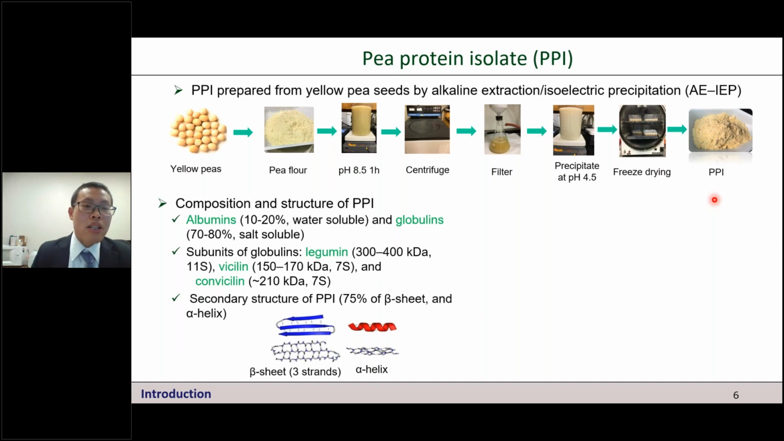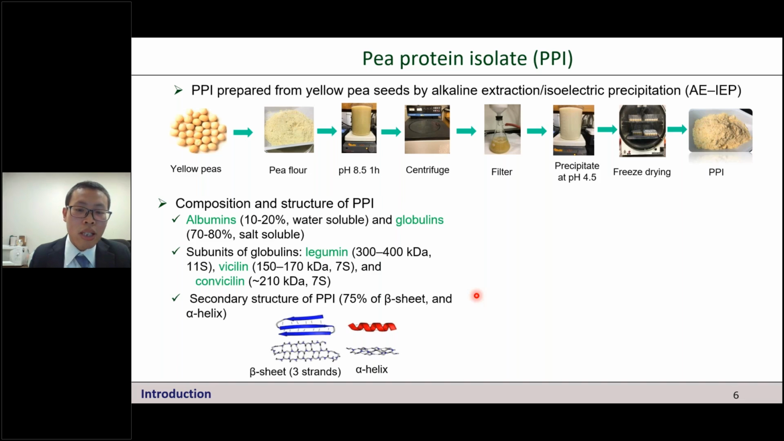In general, pea protein isolate, PPI, is extracted from yellow pea seeds using the method of alkaline extraction followed by isoelectric point precipitation, AEIEP. Briefly, pea flour milled from pea seeds is dispersed in water at pH 8.5 and thereafter protein is precipitated out at pH 4.5. The protein content of the PPI commonly ranges from 78 to 86%. PPI primarily consists of 10 to 20% water-soluble albumins and 70 to 80% salt-soluble globulins.